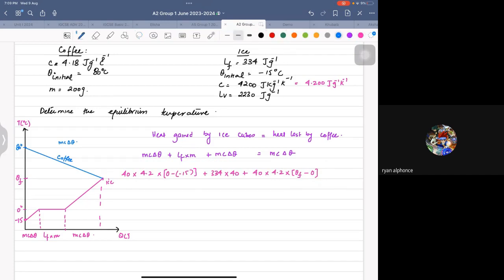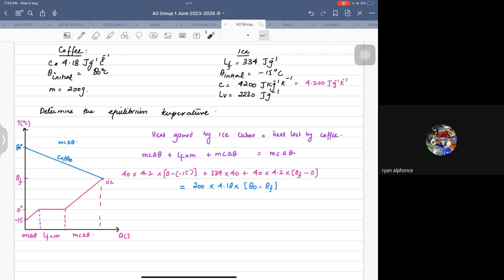Now, for coffee, the mass of the coffee was 200 grams times the heat capacity of 4.18, and the temperature went from, basically, we gotta do this, 80 minus theta f. Now you might be surprised, why am I writing initial temperature first and final? Because temperature is a scalar quantity. So in a scalar quantity, you take larger minus smaller. You don't do final minus initial. Is it clear, everyone?